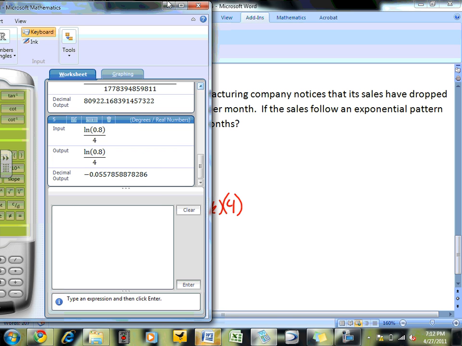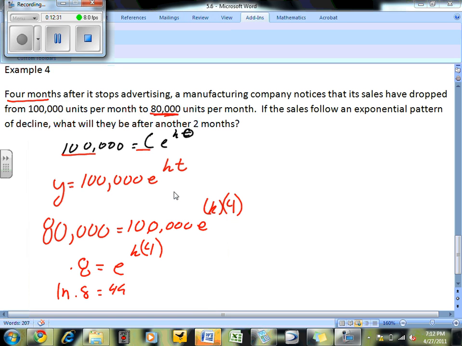Okay, so we just solved for k. All right, so we know what k is. They want to know now what the sales are going to be after another 2 months of not advertising. Well, we're at 4 months here, so another 2 months after that is going to be t equal to 6. Another 2 more months is going to be at time 6. So 6 months after we stopped advertising, we want to know what we're going to be selling per month. So we're going to solve for y.